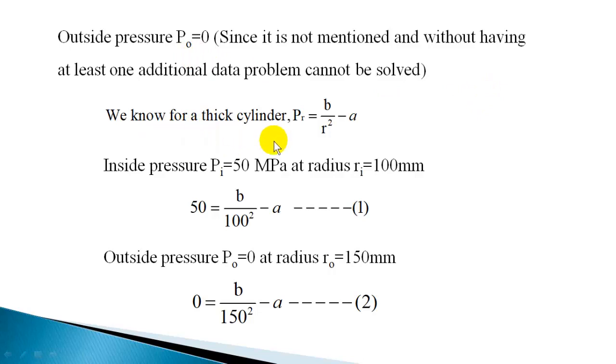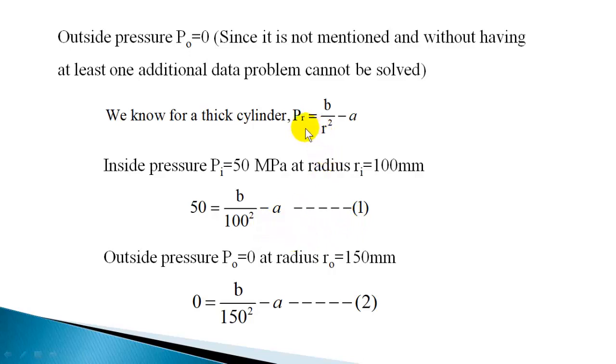So we know that for a thick cylinder the pressure variation is given by B by r square minus A. Now when r is equal to Ri, we know the pressure. So corresponding to inside radius, internal pressure is known. So inside pressure is 50 megapascal when radius is 100 mm, that is inside radius. On the inner surface the pressure acting is 50 megapascal. So when r is equal to Ri, the pressure is 50. So you are getting one expression for radial pressure. So 50 is equal to B by 100 square minus A.